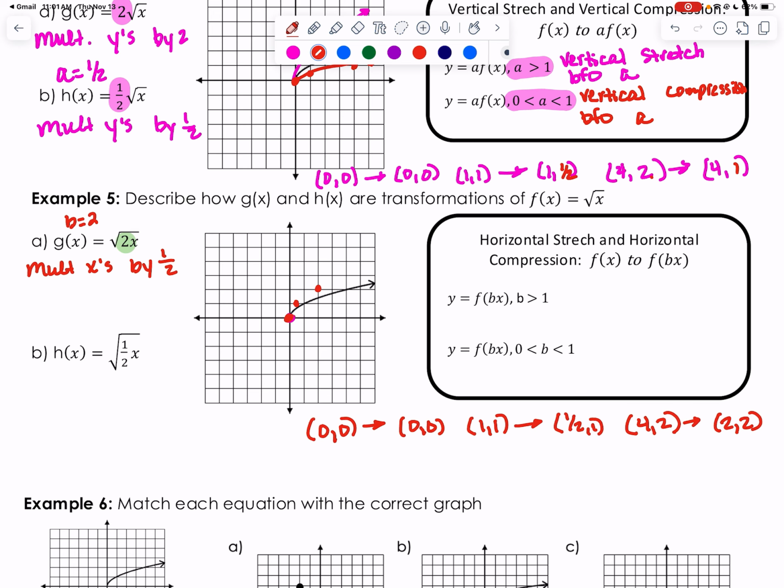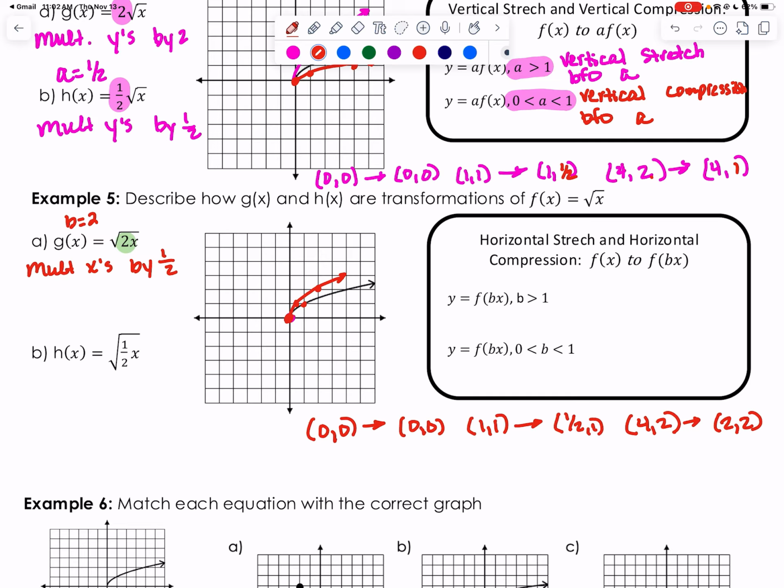So do you see that we horizontally compressed all of these x values? Instead of our critical points being here, here, and here, we've compressed them down.